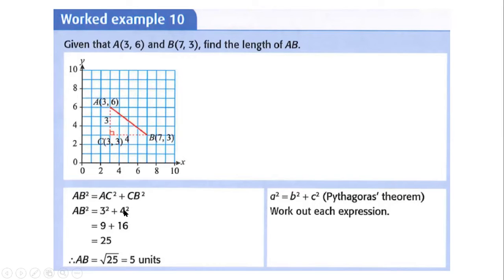After finding 3 and 4, just use them as lengths of the legs. So 9 plus 16, 25. AB is the square root of 25 equals 5. Okay, so this is the method of finding the length of a line segment AB. But you should be given all the coordinates, both coordinates of A and both coordinates of B, in order to find the length of AB.